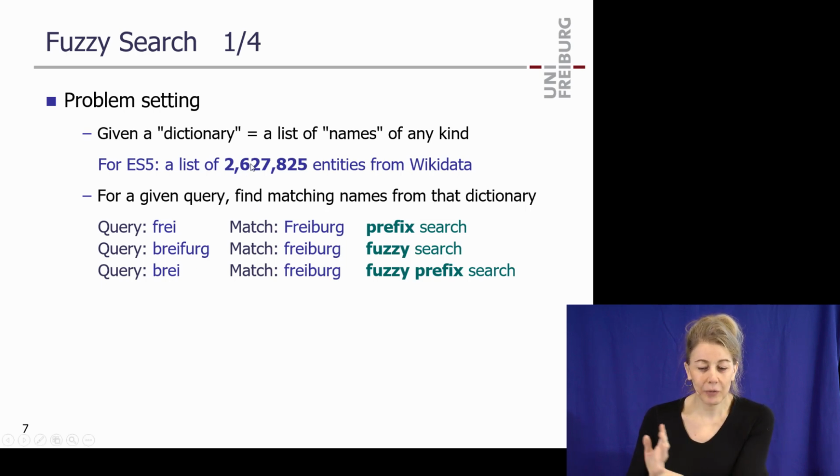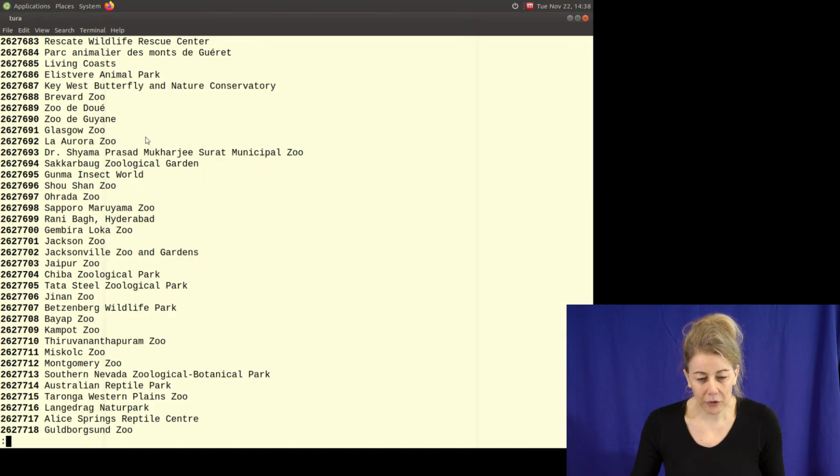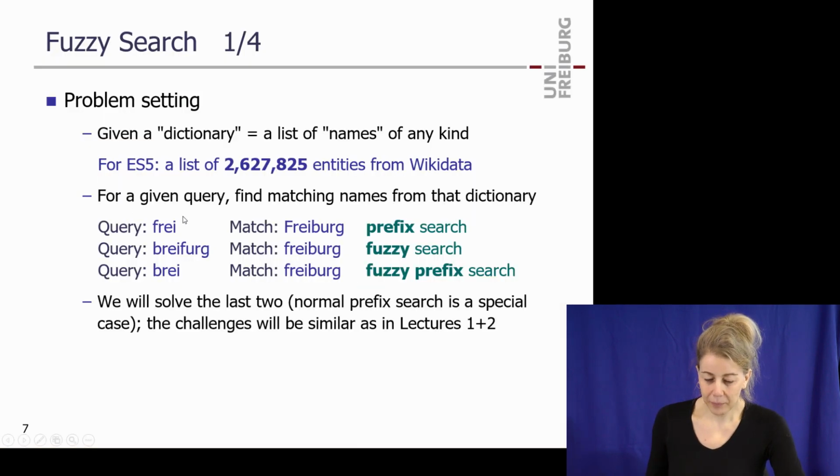And you want it from this list of entities. So you type something you're looking for, I don't know, you're looking for Sapporo Maruyama Zoo and you type it with typos, just Sapporo with 1 P. You don't type everything and you find this. Okay.